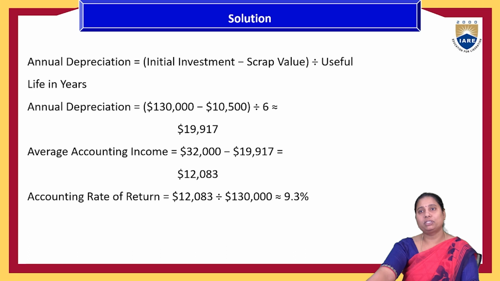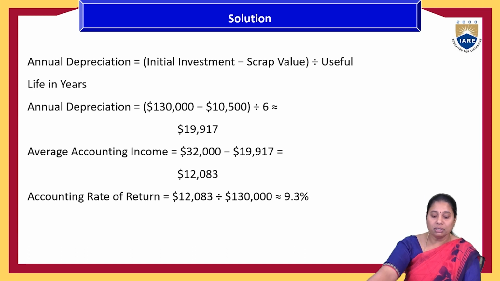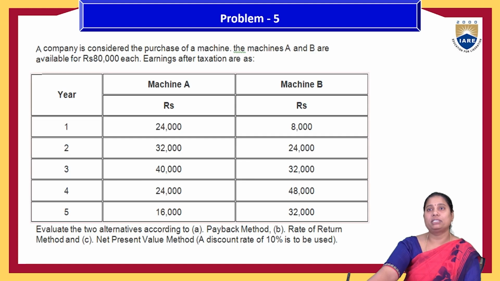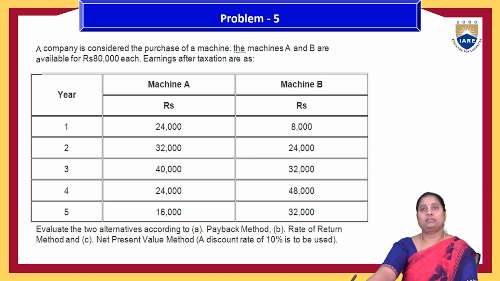Out of this, if we deduct the depreciation, 12,083 rupees is the average annual income, and the accounting rate of return is average income divided by the net investment, that is 1,30,000 that they have invested. So on an average they are going to get 9.3% returns.